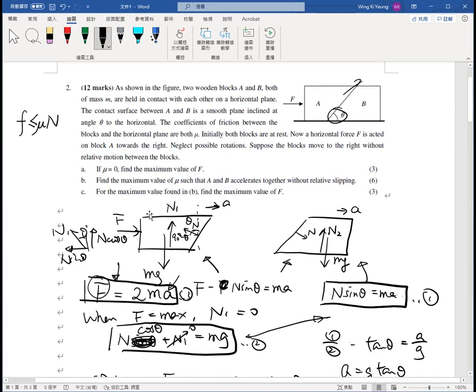So let's have a look at part B. B and C are related to each other, you see. So for part C, for the maximum value found in part B, find the maximum value of F. So we do part B and part C together. In this case, A and B have a friction, and A is also having a friction with the ground. B also has friction with the ground.